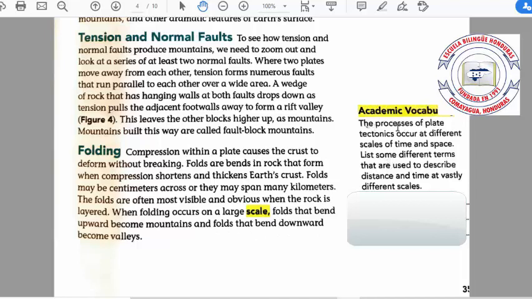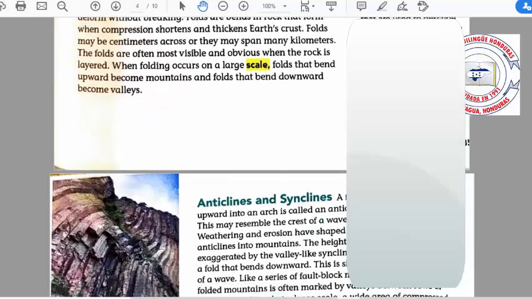You have the question: the process of plate tectonics occurs at different scales of time and shape. You have to list, guys, some different terms that are used to describe distance and time at vastly different scales. You have some lines over here to give me the answer, guys.